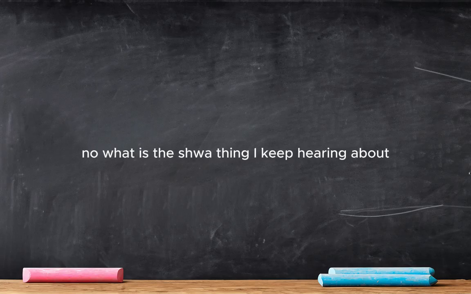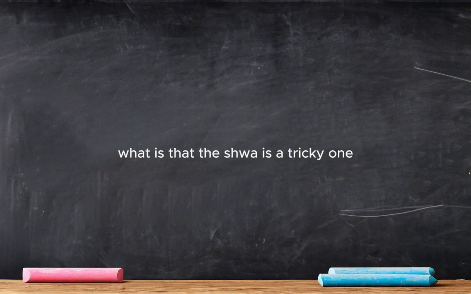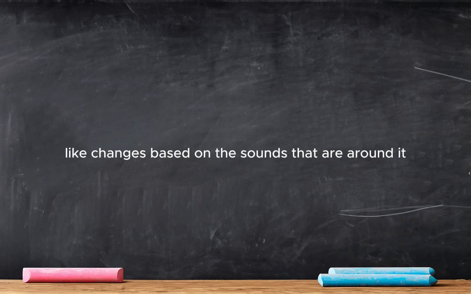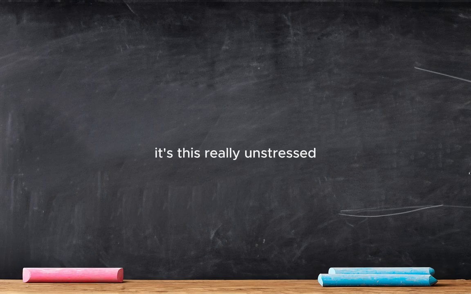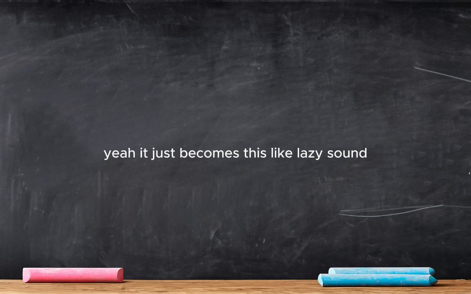Now, what is this schwa thing I keep hearing about? The schwa is a tricky one. It's like this chameleon vowel that changes based on the sounds that are around it. Oh, okay. It's this really unstressed, kind of mumbly sound you hear in words. The classic example is banana. It's not banana, it's more like bunana. Yeah. It just becomes this lazy sound.